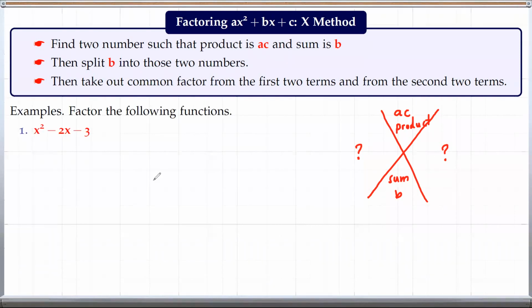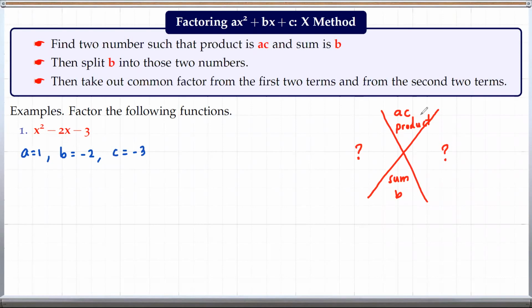So here is our first example. We want to factor x squared minus 2x minus 3. First step is to identify A, B, and C. So in this case, A is the coefficient of x squared, which is 1, B is -2, and C is -3. So these coefficients are A, B, and C.